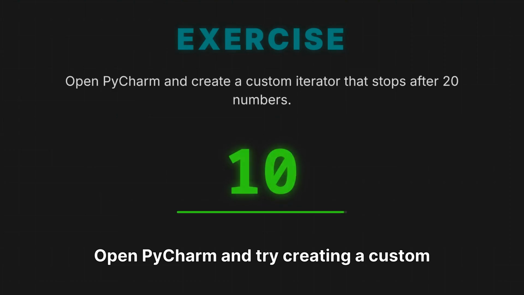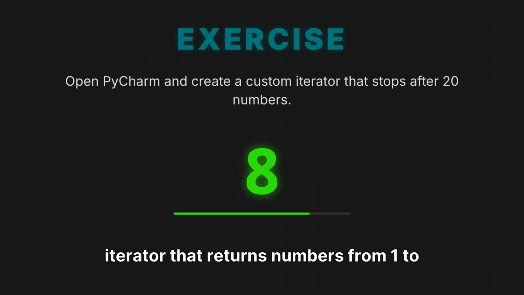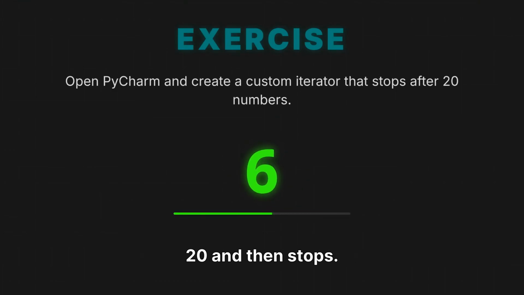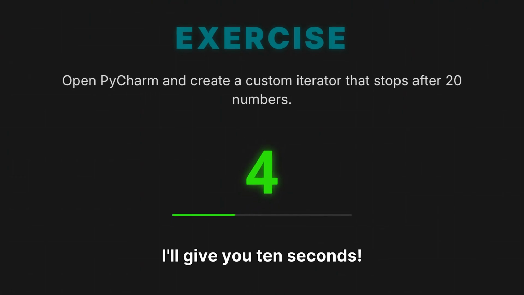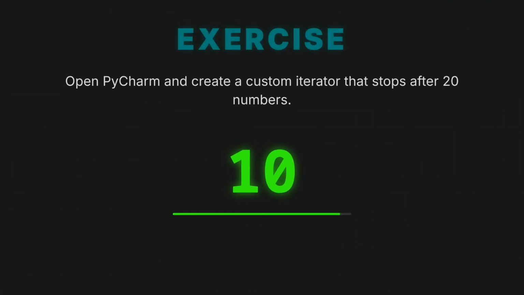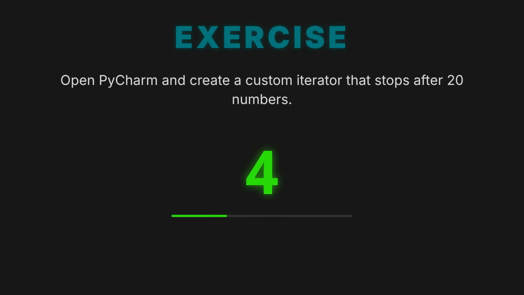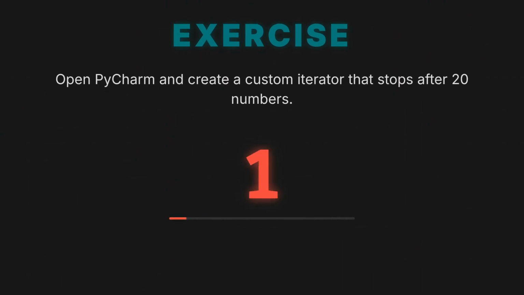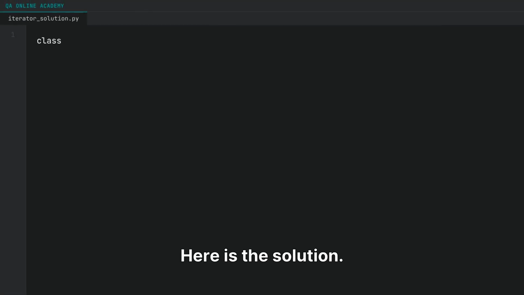Now it's your turn. Open PyCharm and try creating a custom iterator that returns numbers from 1 to 20 and then stops. I'll give you 10 seconds. Time's up. Here's the solution.